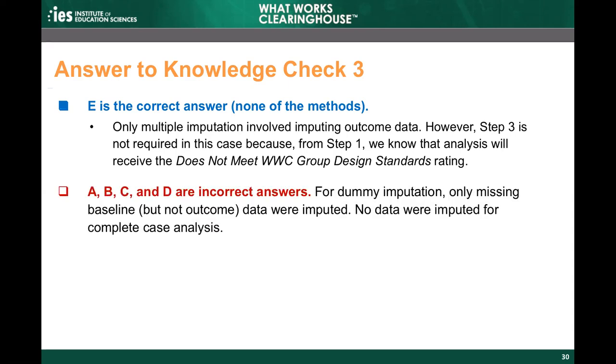But it looks like there's also some people that had chosen dummy imputation and multiple imputation. I can also completely understand why that might be a tempting answer. But it's important to note that for dummy imputation, only missing baseline data, but not outcome data, were imputed. So that's why we don't need to apply step three, which is focused only on assessing bias from imputed outcome data. That's the reason why step three does not need to be applied to dummy imputation.